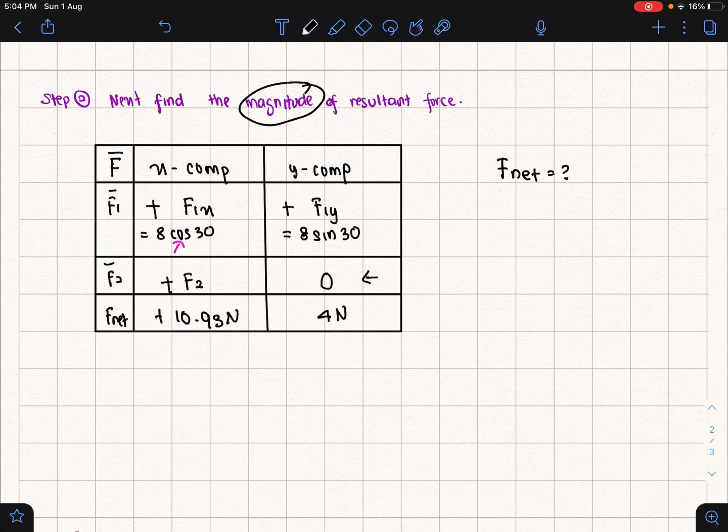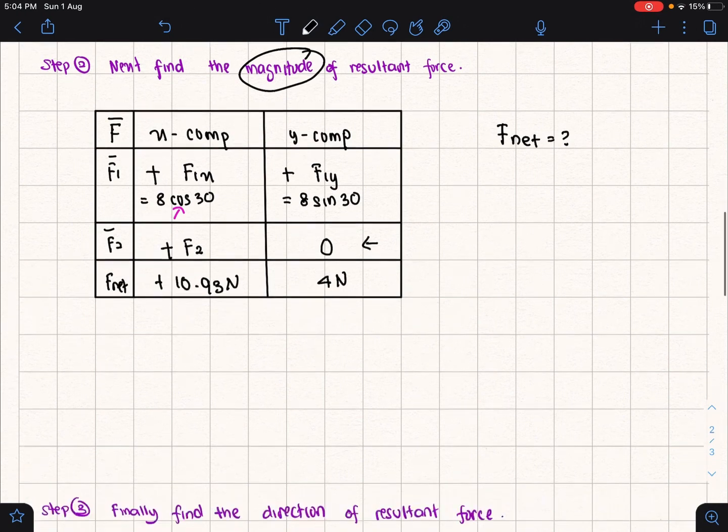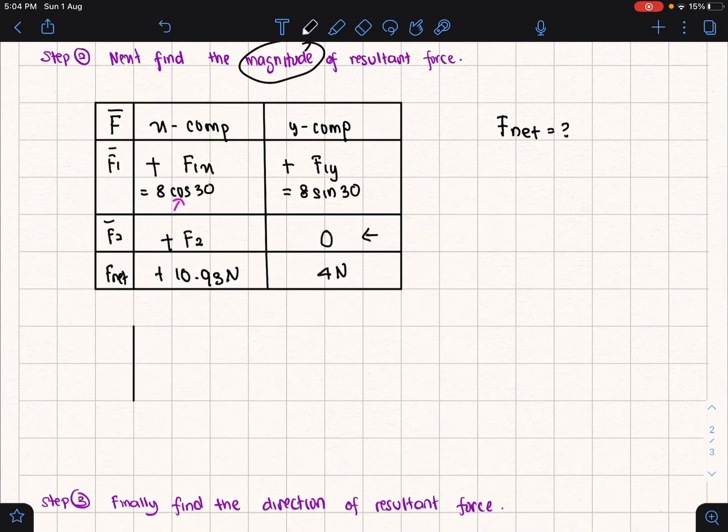Alright, ini baru kita cari F net along the component. So kita nak cari F net, kita akan guna kaedah Pythagoras Theorem. Okay, macam mana tu Pythagoras Theorem dekat sini? Pythagoras Theorem states that in a triangle, contoh awak ada triangle dekat sini, A, B, okay, untuk dapatkan nilai C square akan sama dengan A square plus B square, betul tak?